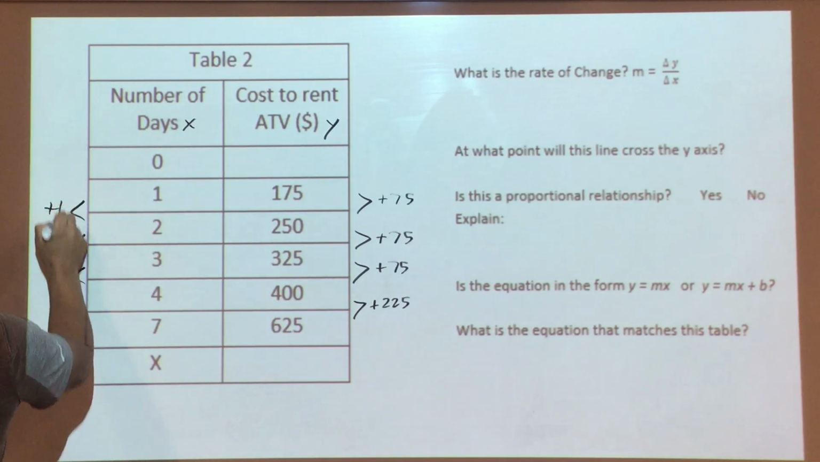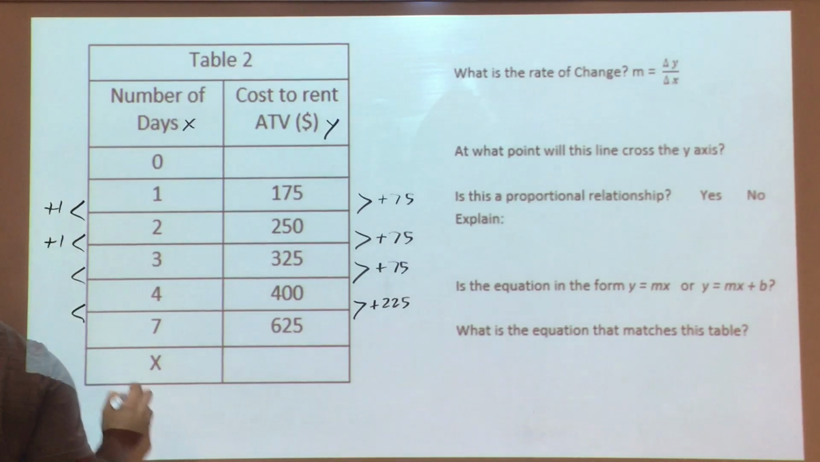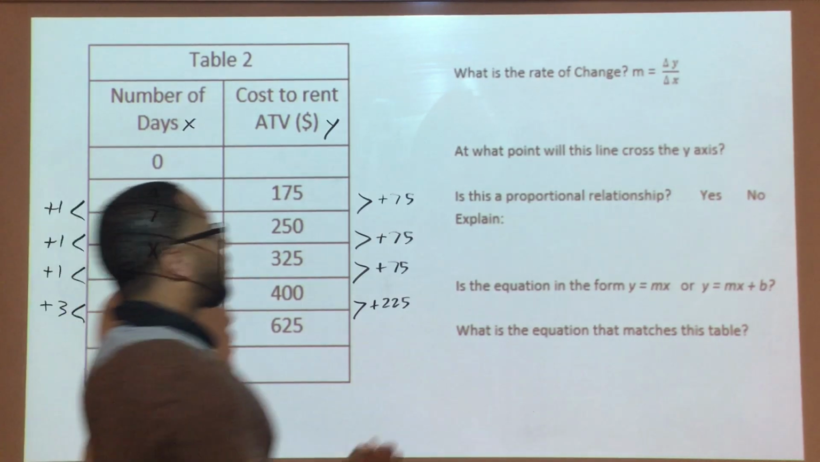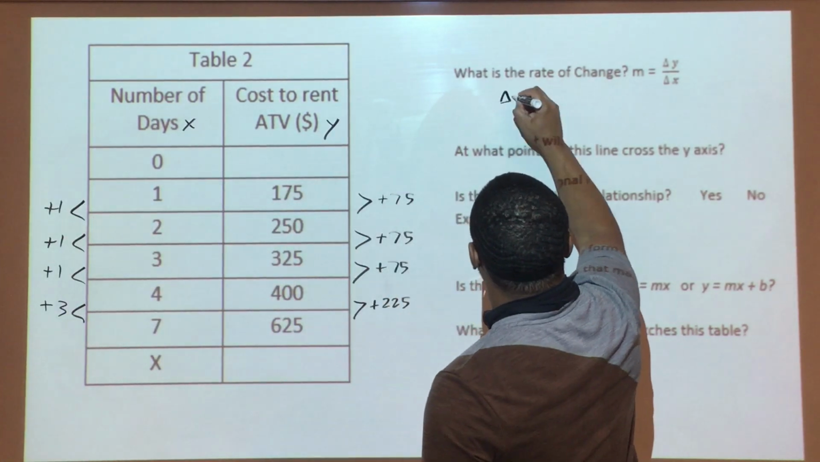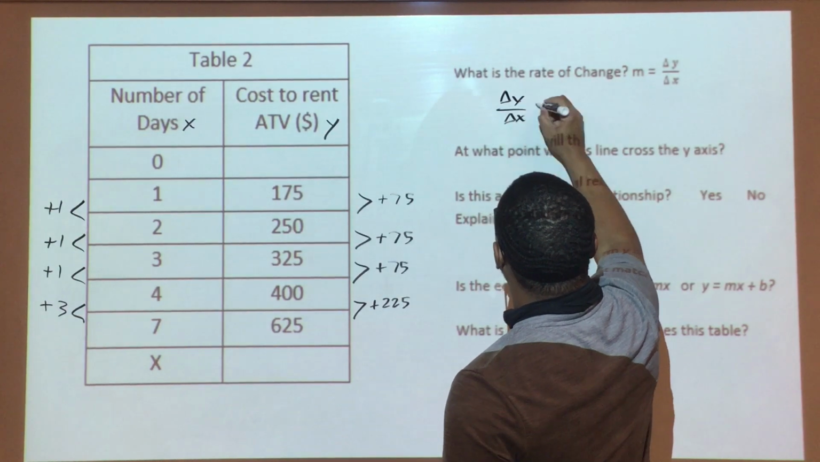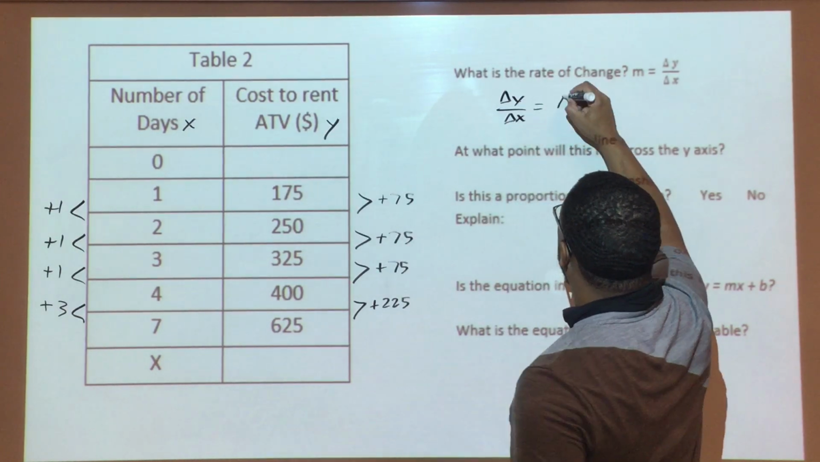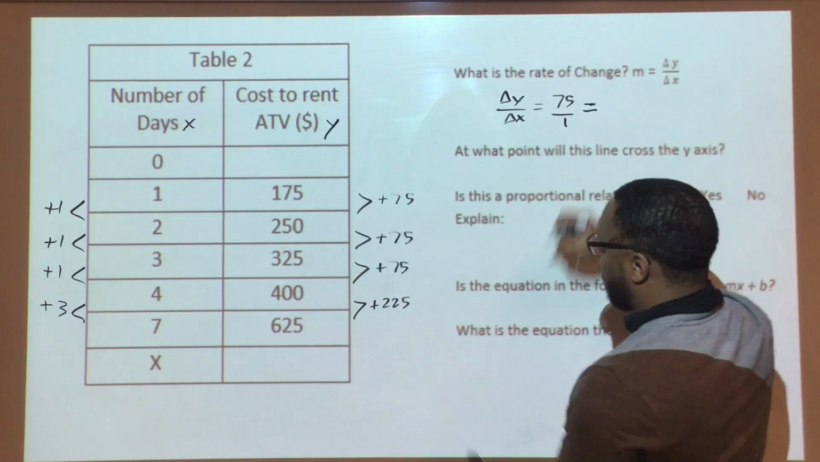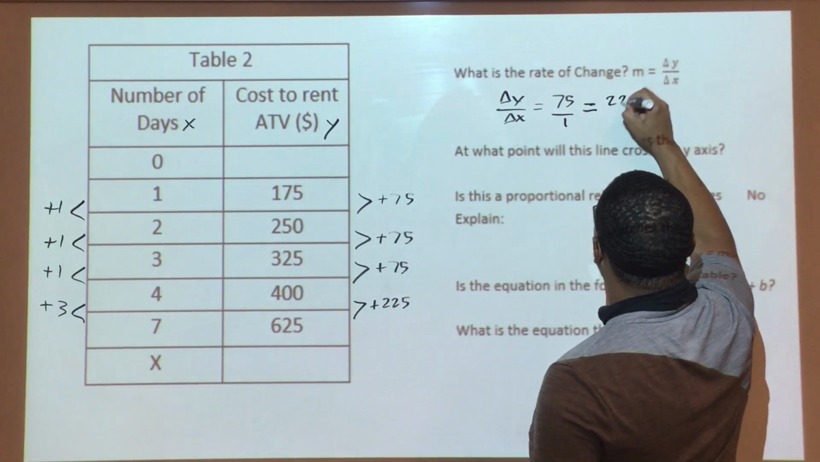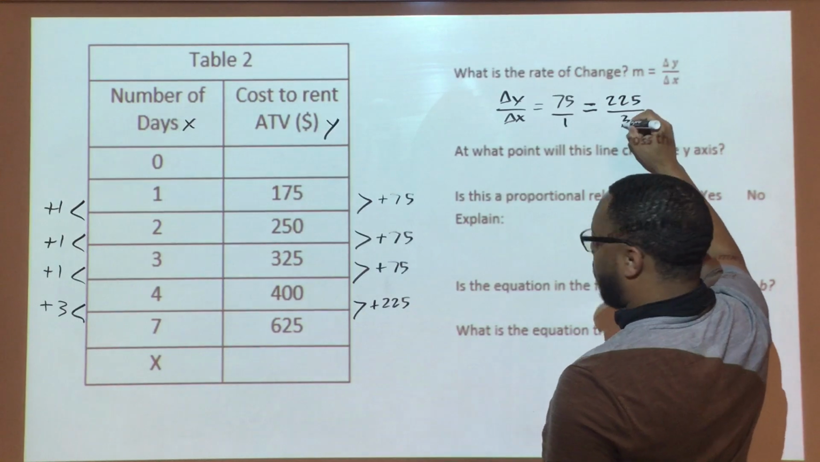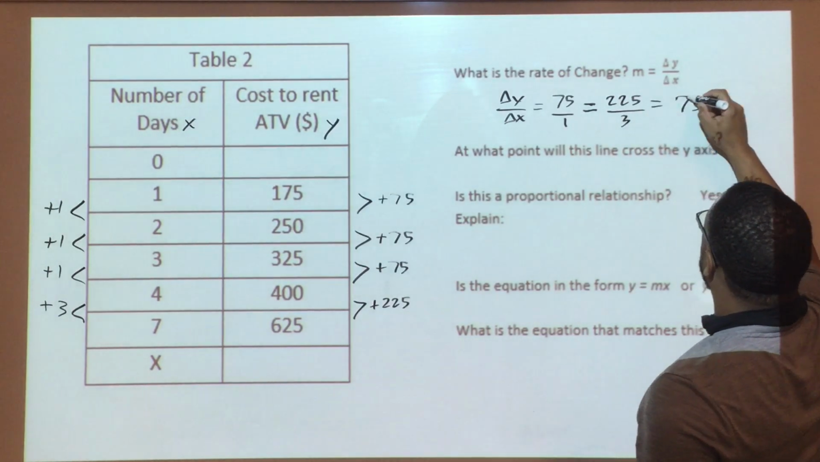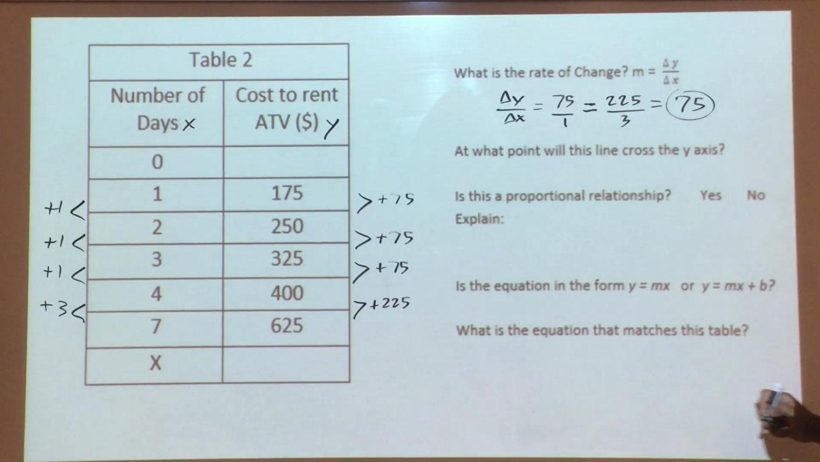Come over here, do the same thing. This is an increase of 1, an increase of 1, an increase of 1, and then an increase of 3. So let's figure out the rate of change. Change in y over change in x is going to give me 75 over 1. And then when I work down lower, I get 225 over 3. And they all equal 75. So 75 is my rate of change.